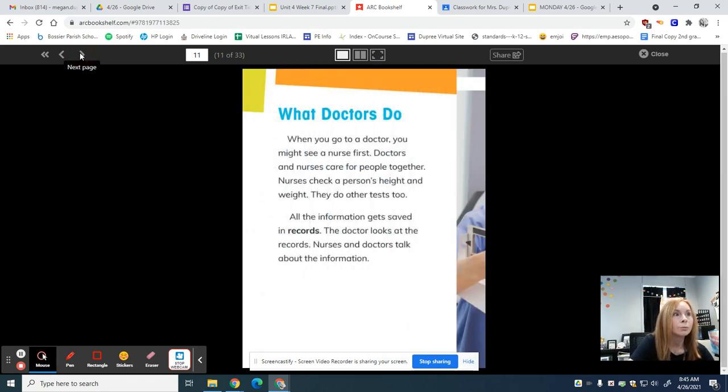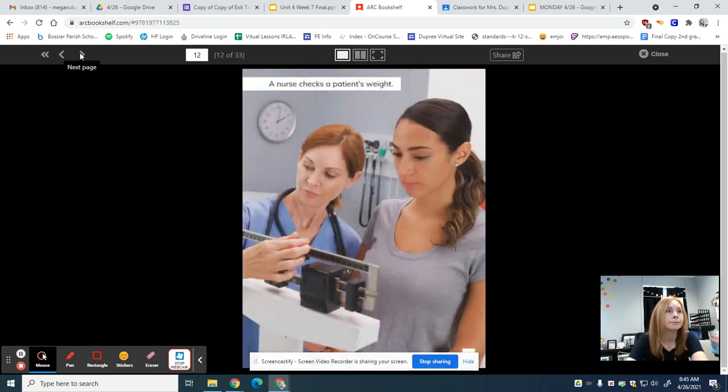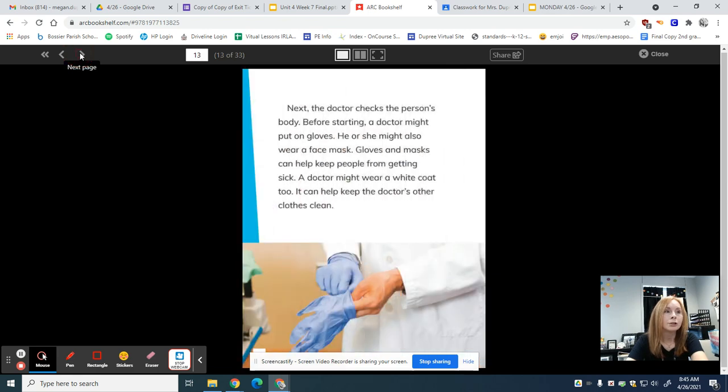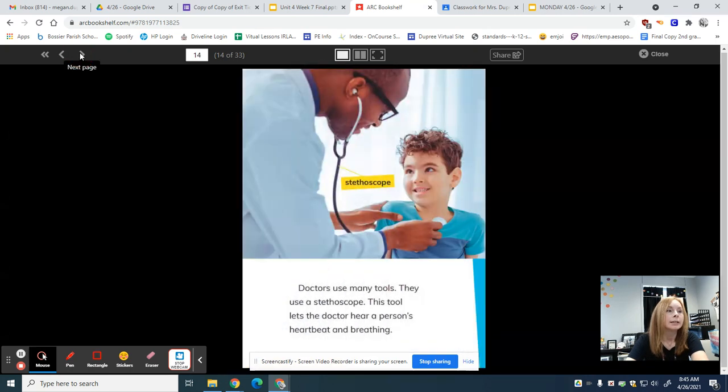What do doctors do? When you go to a doctor, you might see a nurse first. Doctors and nurses care for people together. Nurses check a person's height and weight. They do other tests too. All the information gets saved in records. The doctor looks at the records. Nurses and doctors talk about the information. Next, the doctor checks the person's body. Before starting, a doctor might put on gloves. He or she might also wear a face mask. Gloves and masks can help keep people from getting sick. A doctor might wear a white coat too. It can help keep the doctor's other clothes clean.